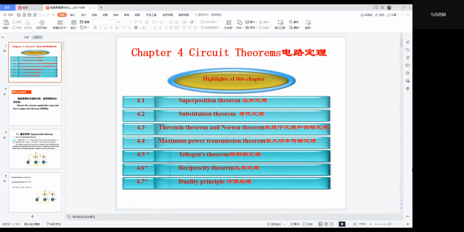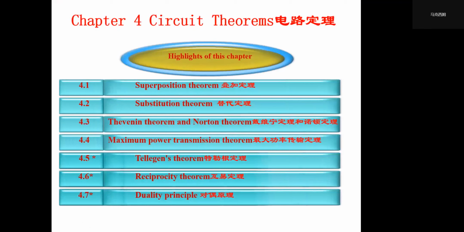So let's begin our journey this afternoon. Today we're going to start chapter 4, the circuit theorems. In this chapter, we're going to talk about several theorems that are very useful for analyzing linear systems. The first is the superposition theorem, and in the second section, we're going to introduce the substitution theorem.